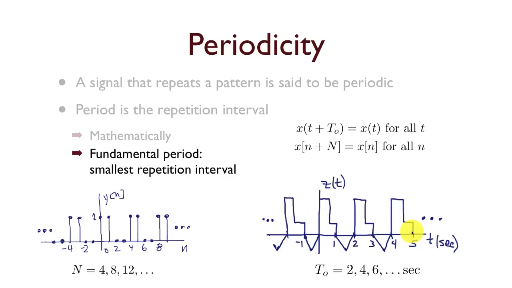Now, the fundamental period is the smallest repetition interval. That gives us a unique description, and in the discrete time signal, we'd say 4 is the fundamental period of y of n, whereas in the continuous time signal, we'd say 2 is the fundamental period of z of t.